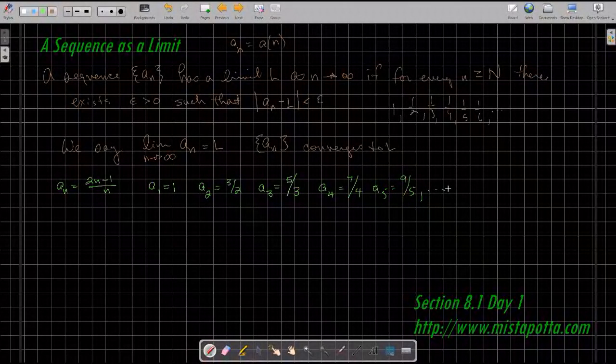But what we can say is that these values are not increasing without bound. I'm going from 1 to 1.5, to 1 2/3, to 1.75. This is 1.8. They're increasing, but they're not increasing by very much. I could actually determine what a sub 1,000 is. A sub 1,000 is going to be 1,999 over 1,000. And it certainly looks like, although the numbers are pretty big, this is less than 2.